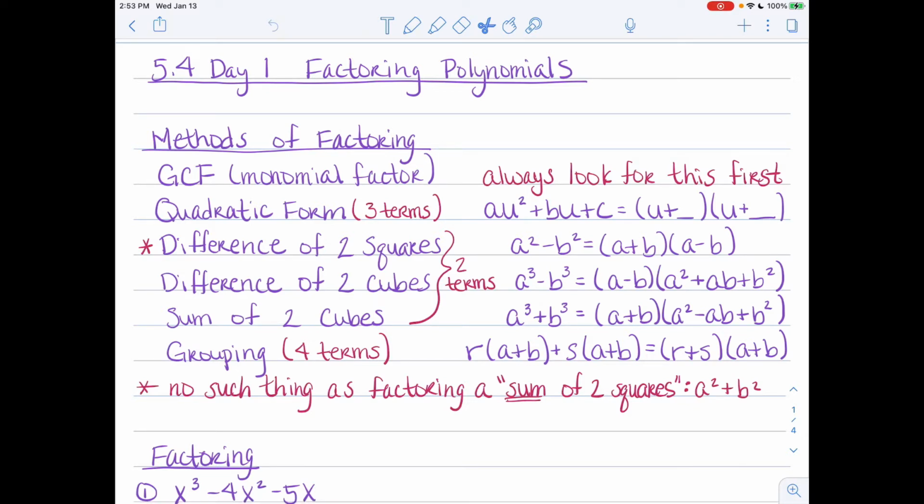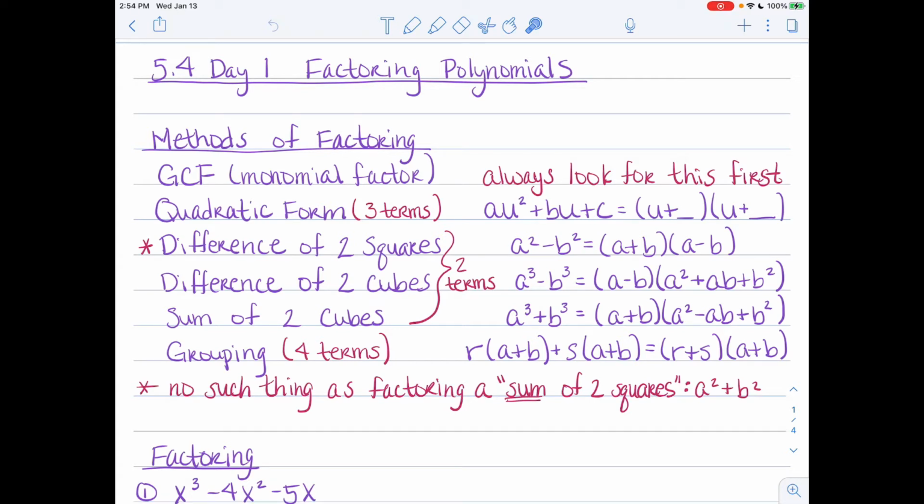So right here at the beginning, I would like to ask you to go ahead and pause the video and write down all of these methods of factoring information so that we can take a look at it and you can listen rather than scrambling to write while we do so. So pause the video and come back here when you're done.